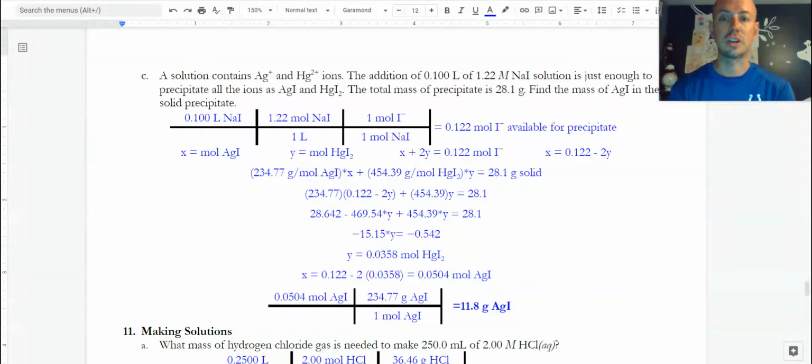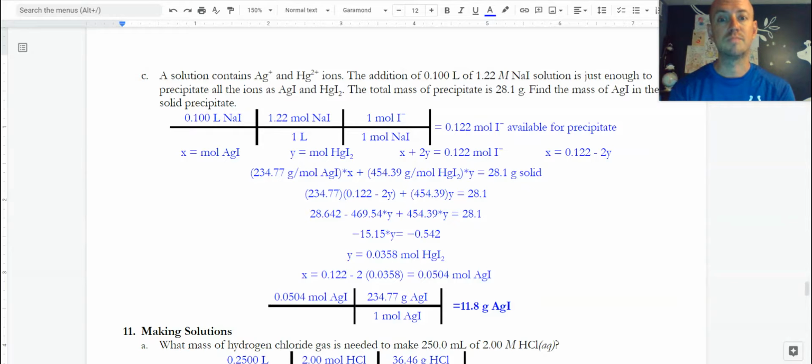By taking this equation and solving for x, or I could have also solved and substituted for y, I took an equation with 2 unknowns, another equation with the same 2 unknowns, and hopefully this sounds familiar from your algebra classes. 2 equations with 2 unknowns allows us to substitute and solve. So the mass there, that's what x is equal to. Right there, now everything's in terms of y. I do my math, and I find out that I have 0.0538 moles of mercury iodide, which allows me then to know how many moles of silver iodide I have.